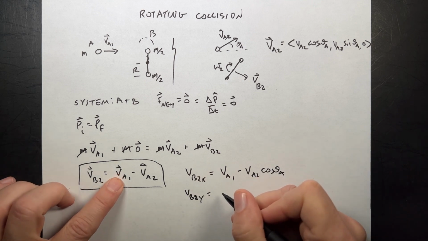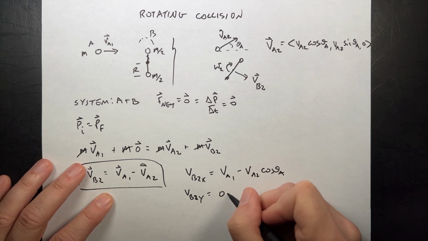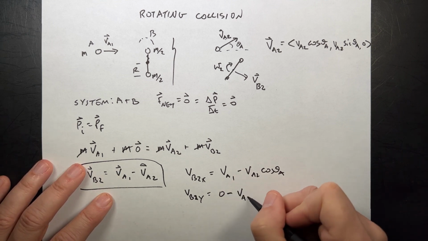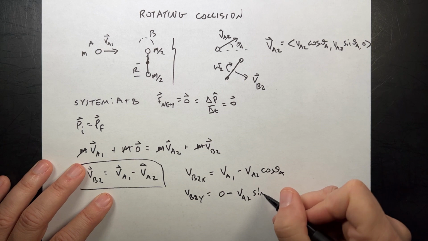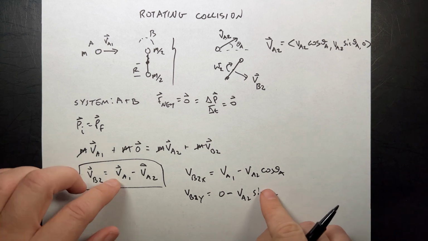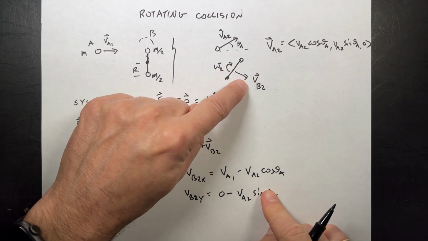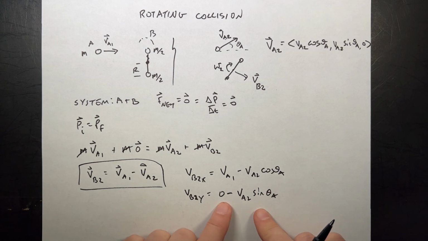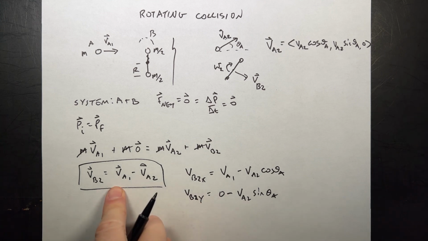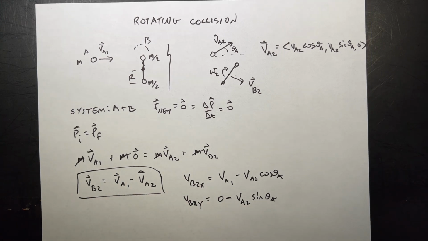VB2y is going to be 0, right, because it has a 0 y velocity. 0 minus VA2 sine theta A. And that makes sense, right, because this one's going to have a negative y component. And so this is going to be a negative number right there. And we're going to calculate that, don't worry. But I'm really just going to calculate it twice. I'm going to actually measure the velocity at the end, and then I'm going to calculate it this way too, and see if I get the same thing. And that one's pretty easy.